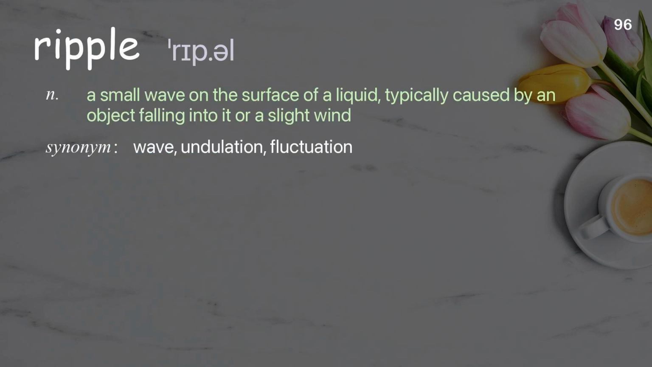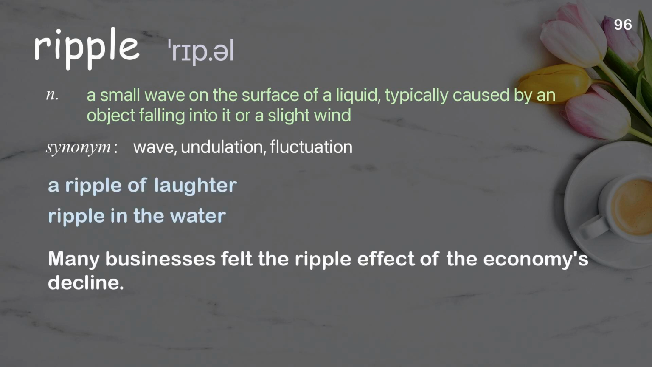Ripple. A small wave on the surface of a liquid, typically caused by an object falling into it or a slight wind. Examples: a ripple of laughter. Ripple in the water. Many businesses felt the ripple effect of the economy's decline.